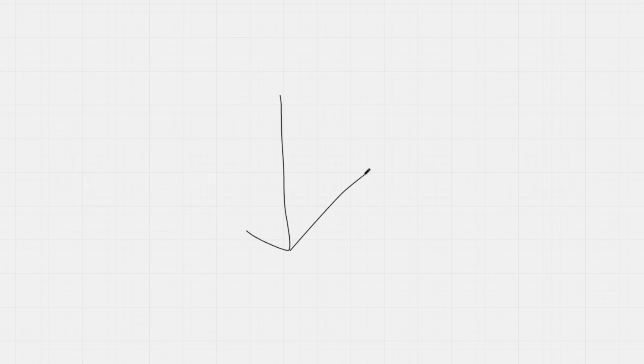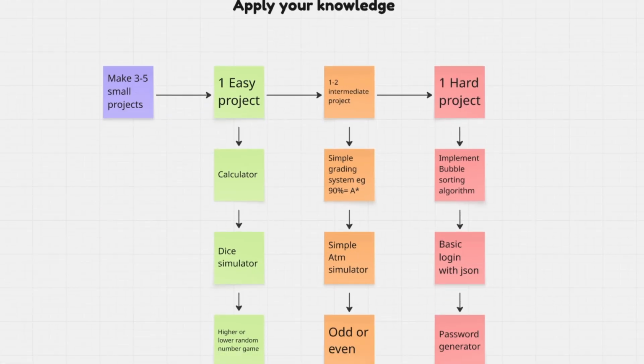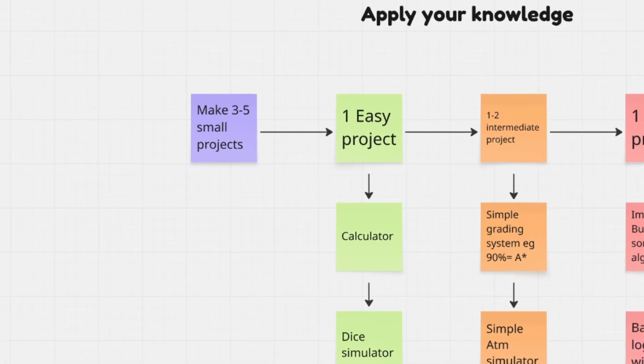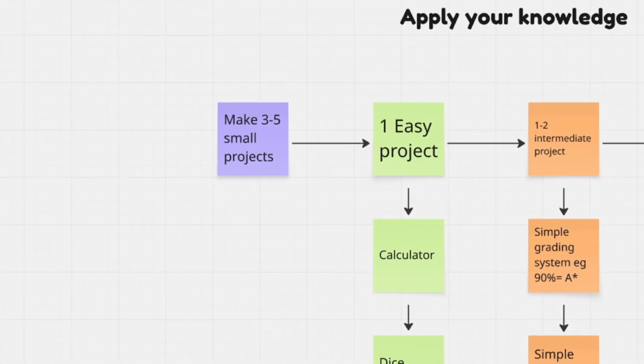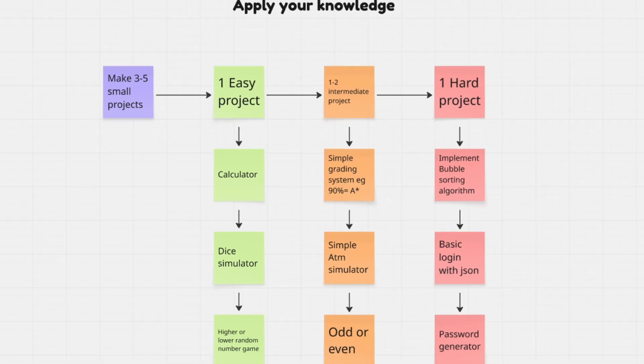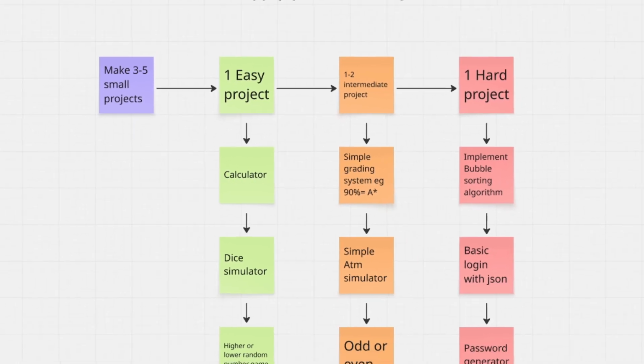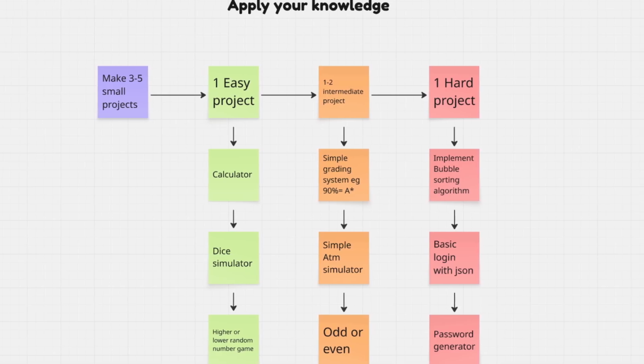And then just learning it isn't enough. If you want to actually know it, you need to apply your knowledge. So then I would do 3 to 5 small projects: 1 easy project, 1 to 2 intermediate, 1 hard project. The easy project I personally did was making a calculator, which is very basic, but it just let me lock in some of that knowledge.